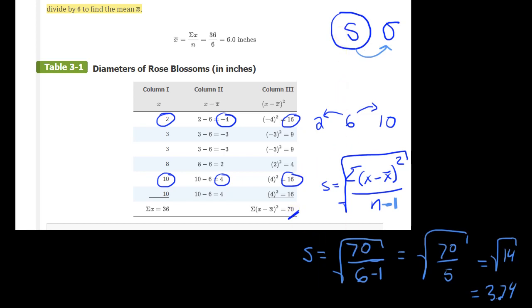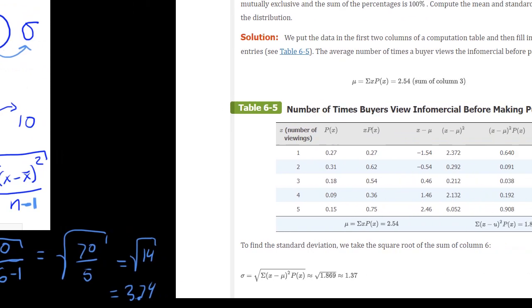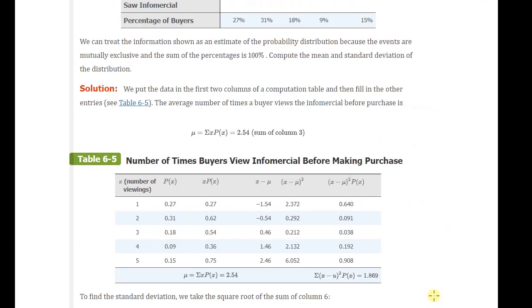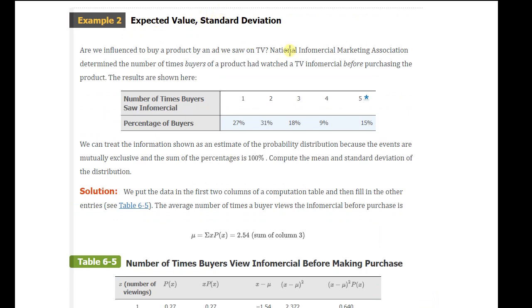Now, what if you don't collect a sample, but you do know something about the population? So that's what's going on over here. Let me scroll up. So when you're finding the population standard deviation, sigma, we do not collect a sample, right? We have not collected a sample, but we know something about the population. If we read through this example here, the number of times buyers saw infomercials. So someone saw an infomercial once, 27% of the time. They saw it twice, 31% of the time, right?